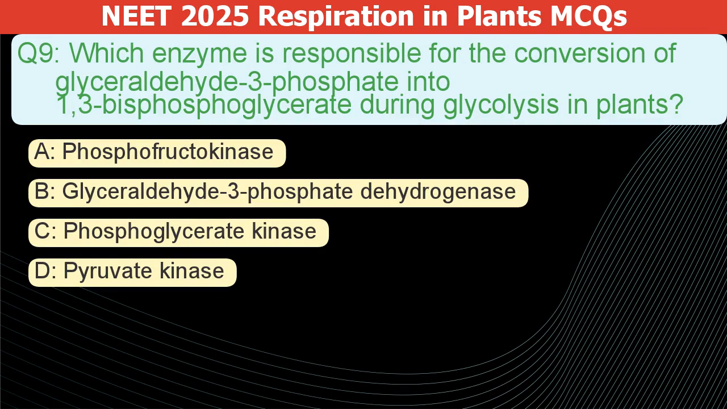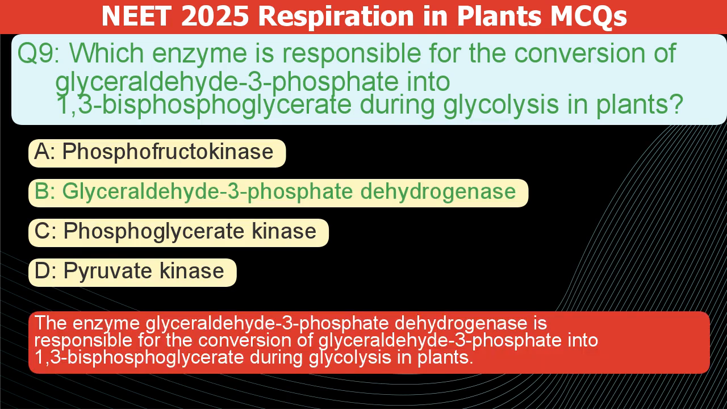hexokinase. Which enzyme converts glyceraldehyde 3-phosphate to 1,3-bisphosphoglycerate during plant glycolysis? A. Phosphofructokinase. B. Glyceraldehyde 3-phosphate dehydrogenase. C. Phosphoglycerate kinase. D. Pyruvate kinase. The correct answer is B. The enzyme glyceraldehyde 3-phosphate dehydrogenase is responsible for converting glyceraldehyde 3-phosphate into 1,3-bisphosphoglycerate during glycolysis in plants.